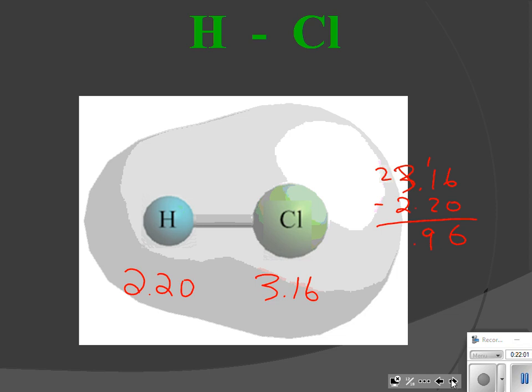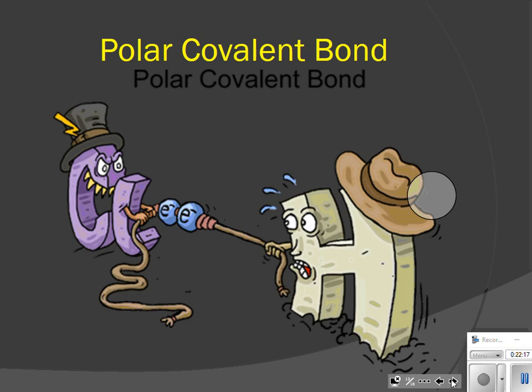So who's winning the tug of war for those electrons? Who's winning? Chlorine, because chlorine's pulling and it has a higher electronegativity. So chlorine, look at that. Chlorine is winning the tug of war for those electrons, for those 2 electrons.